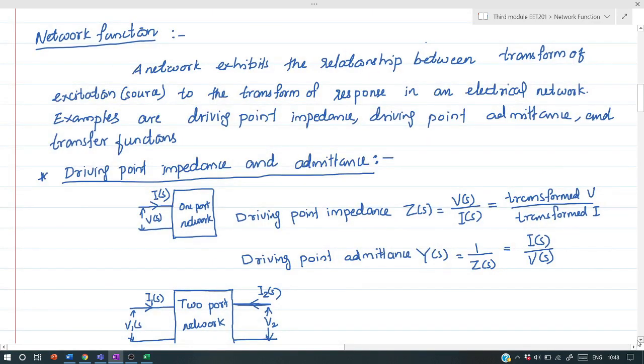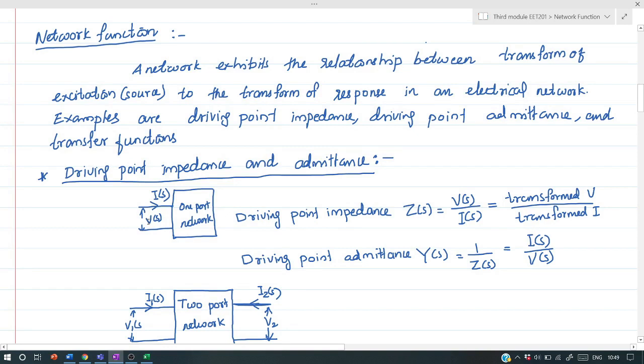Now let's see what is network function. A network function exhibits the relationship between the transform of excitation, that is the source, and the transform of response in an electrical network. Examples are driving point impedance, driving point admittance, and transfer function. Now let's see driving point impedance and admittance corresponding to a one-port network. Here one pair of terminals is available. Across this we are giving a voltage source so that a current i(t) is flowing through this network.